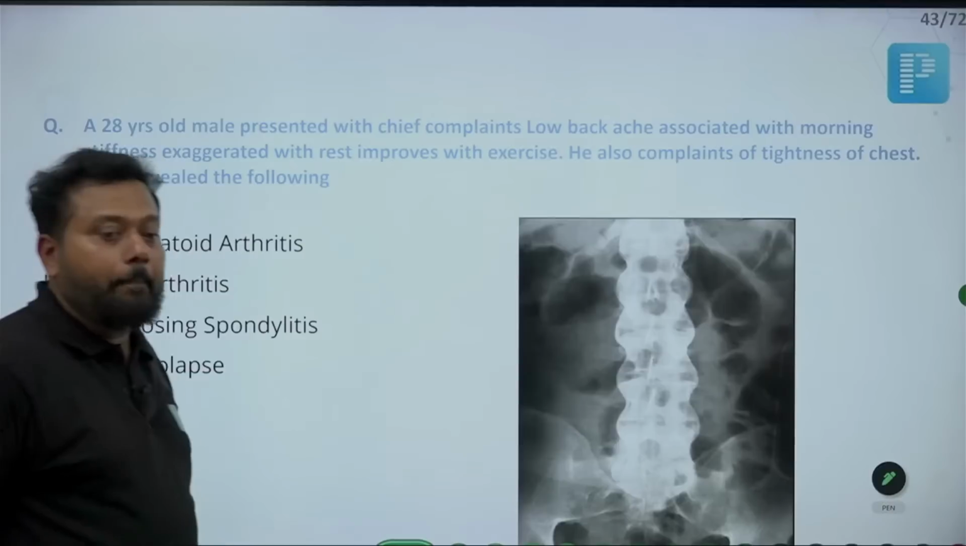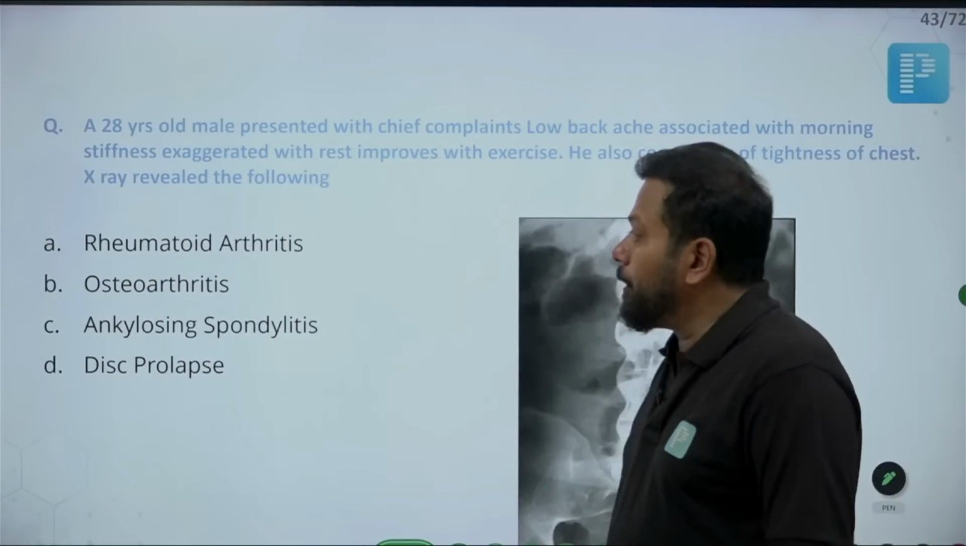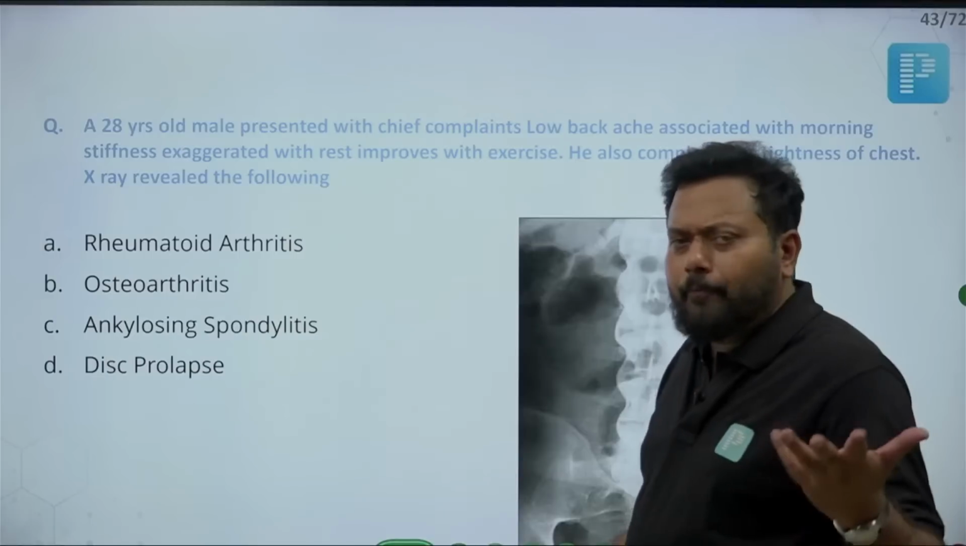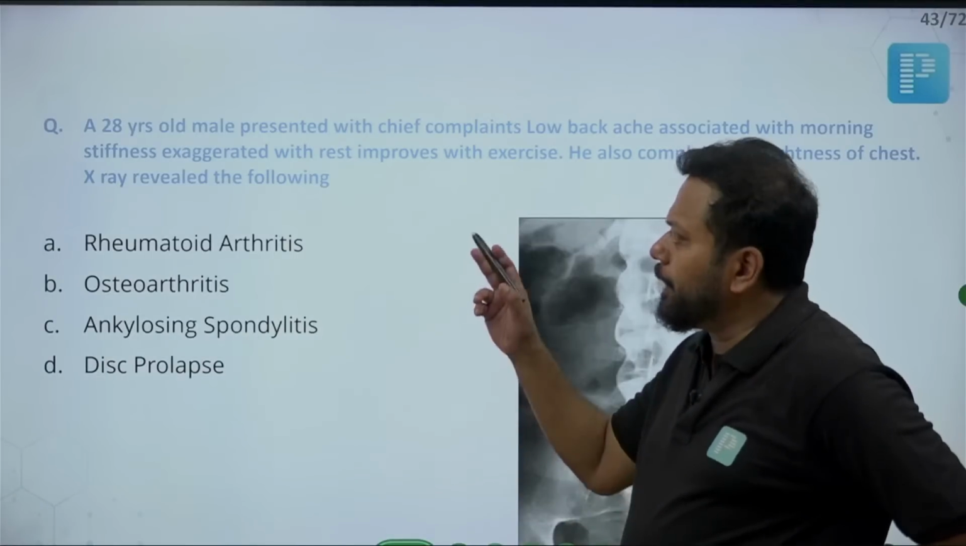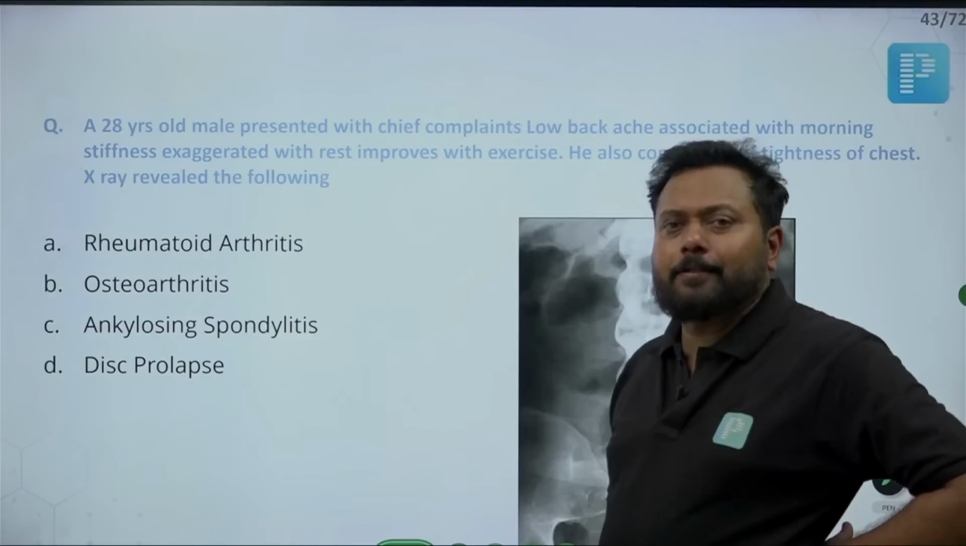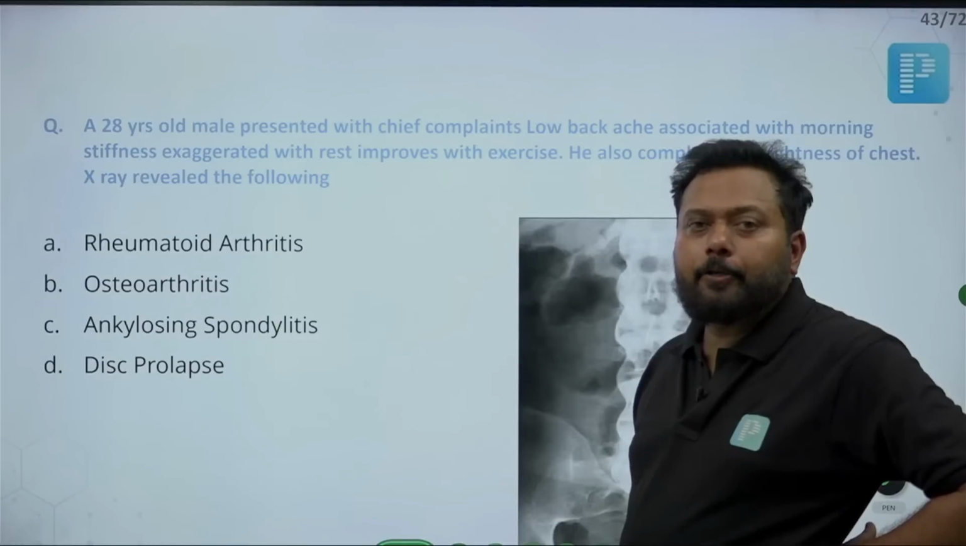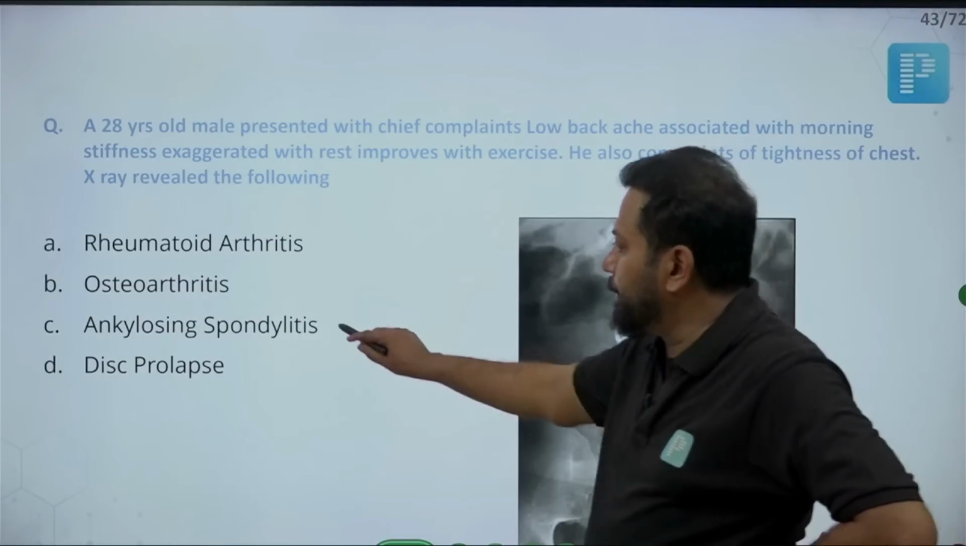And he also complains of tightness of chest. What could be the probable diagnosis? Obviously, low back ache, male patient, age group 28, pain and stiffness worsens with rest. Diagnosis is ankylosing spondylitis, HLA-B27, ankylosing spondylitis.